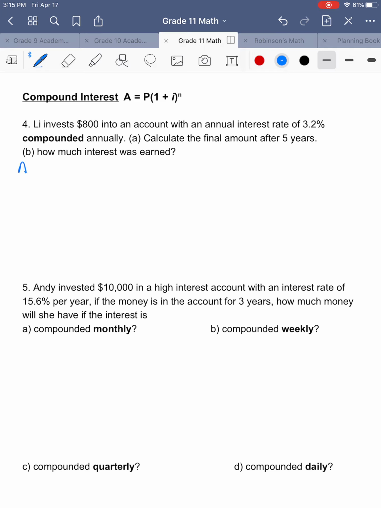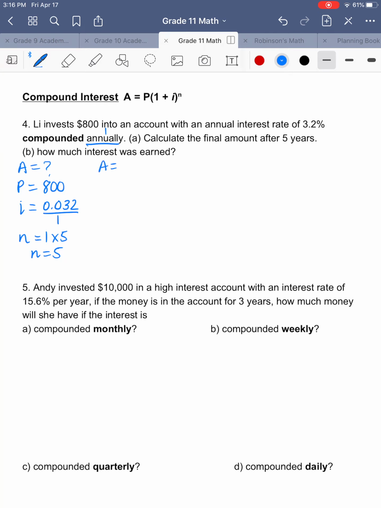So we're going to start off by identifying what we don't know and what we do know. So we don't know this final amount A. We are told that she invests $800, so that's P, her principal. Now for I, we are going to take our interest rate of 3.2%, divide it by 100, and then divide it by the number of times we're compounding per year. It's compounded annually, so this is just one time. And then N, total number of compounding periods, one time annually over 5 years. So we end up with N is equal to 1 times 5, and N is equal to 5.